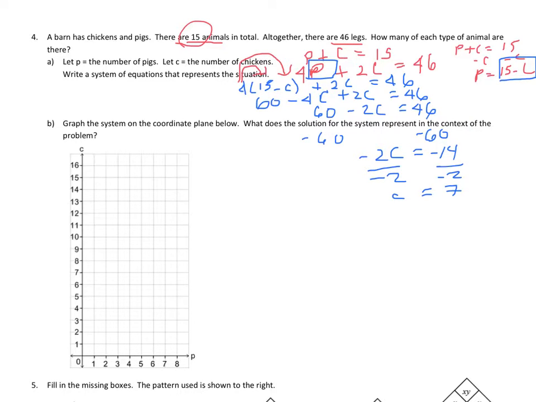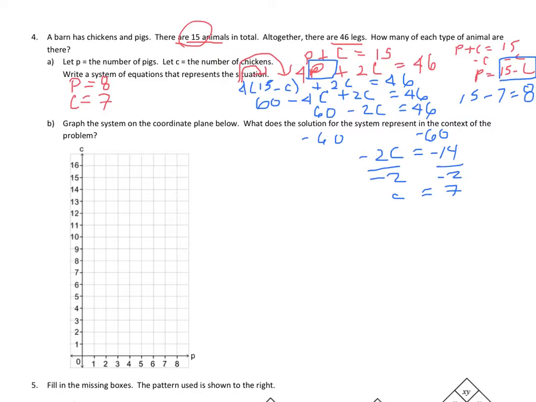So if c equals 7, p equals 15 minus 7, or 8. So p equals 8, c equals 7. It says graph the system on the coordinate plane below. What does the solution for the system represent in the context of the problem?